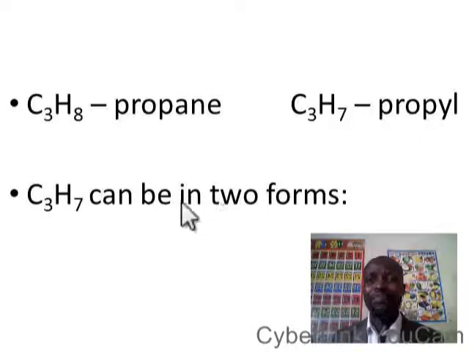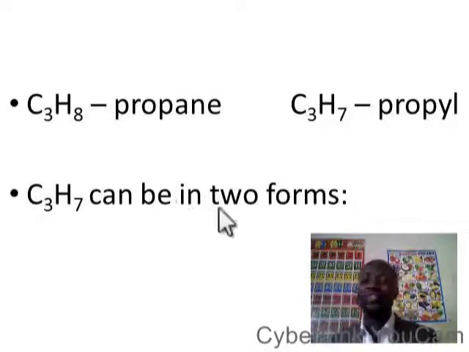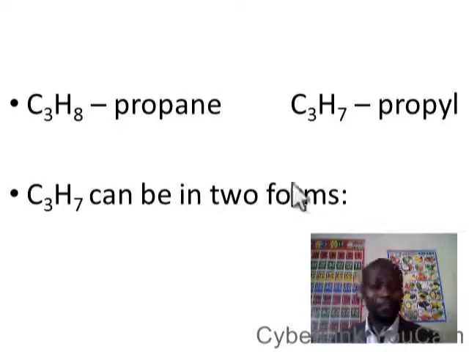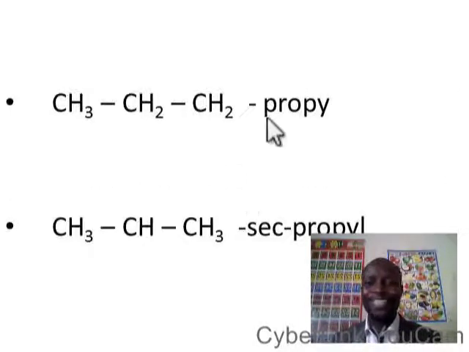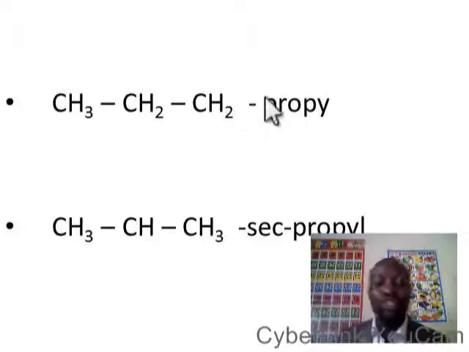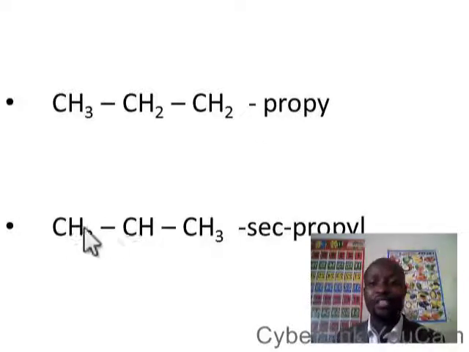Now, the propyl can be written in two forms. Yes, the propyl can be written in two forms. Let's look at the two forms. Number 1 is the normal propyl. Number 2 is sec propyl. Look at the normal propyl. This one contains the correct number of carbon. This one still needs to be joined to something. That's the normal. Now the second one, this one is filled up.